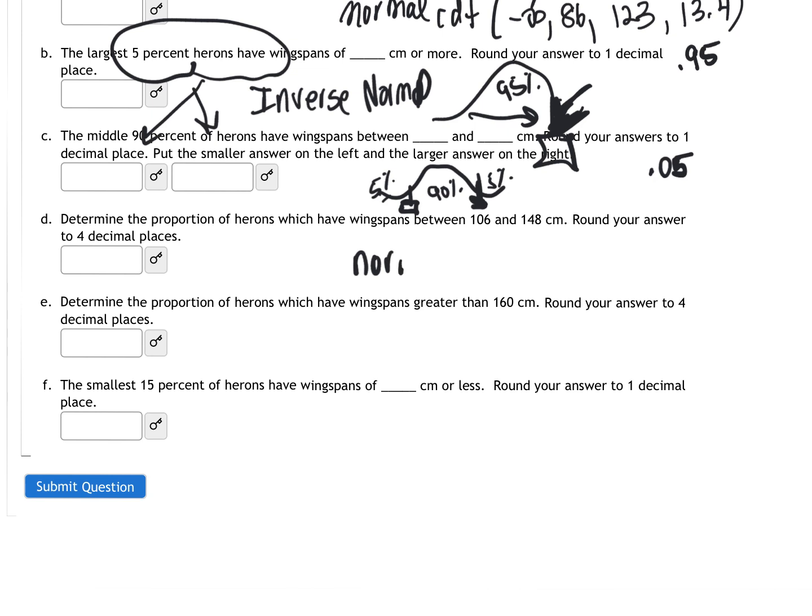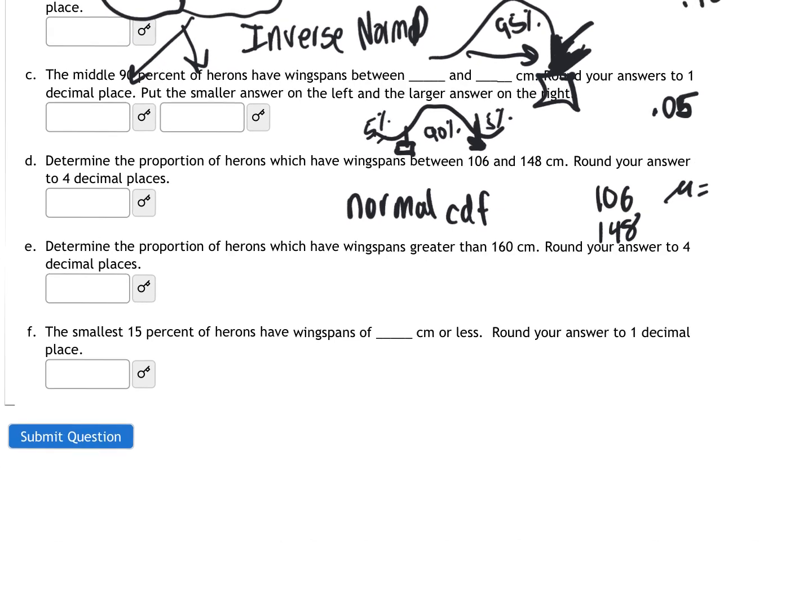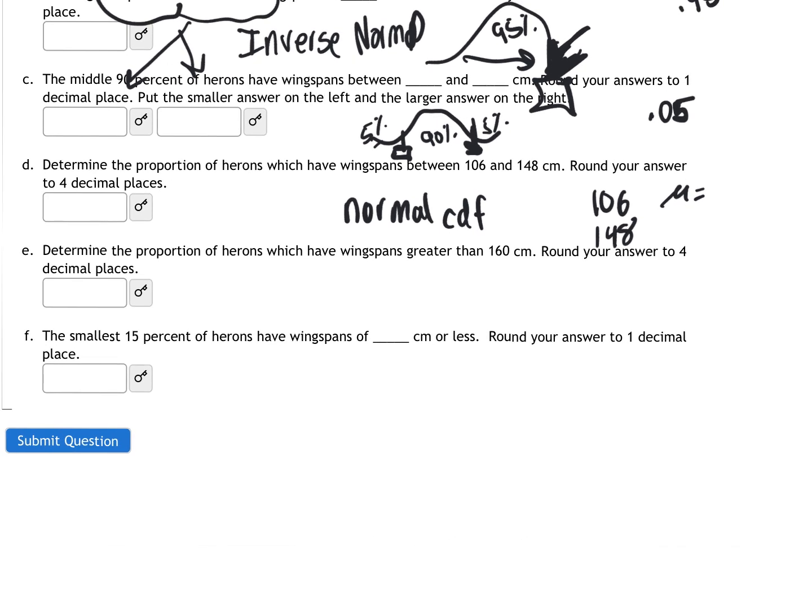Determine a proportion who have wingspans between this. This is a normal CDF. And they're going to ask for a lower limit. You put 106, upper limit 148, and then your mean and your standard deviation. Proportion which have wingspans greater than. So now your lower limit is 160. Your upper limit is going to be just a really, really big number. Awesome. Infinity, if your calculator takes infinity. And then your mean of 123 and your standard deviation of 13.4.